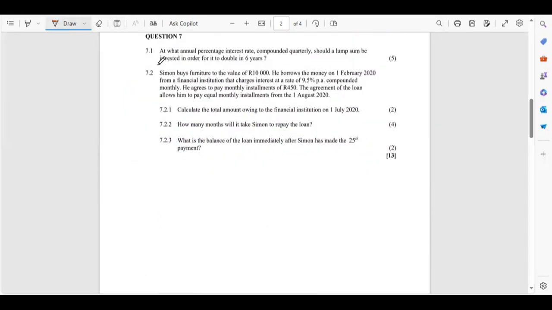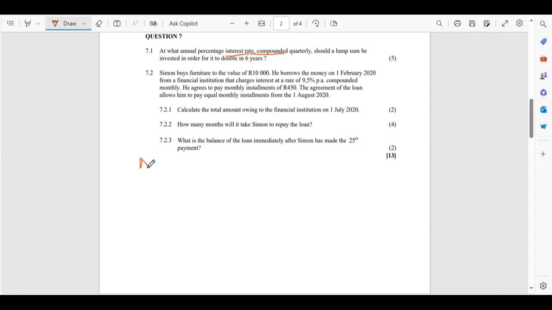Now, starting off with 7.1, they say at what annual interest rate, right? Meaning that we need to calculate I, compounded quarterly, should a lump sum be invested in order for it to double in 6 years? Now, first, remember, you need to identify what kind of question this is. Now, a lump sum is a once-off payment, or rather deposit, right? Now, we need to choose between simple interest and compound interest. Because here our interest rate is compounded, we're going to be making use of our compound interest formula, right?